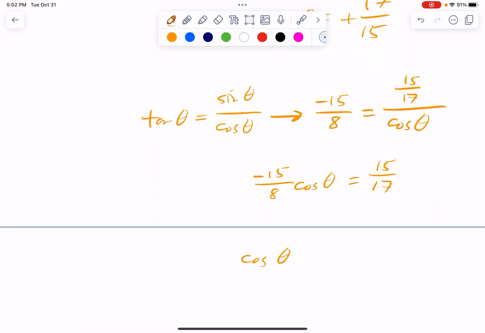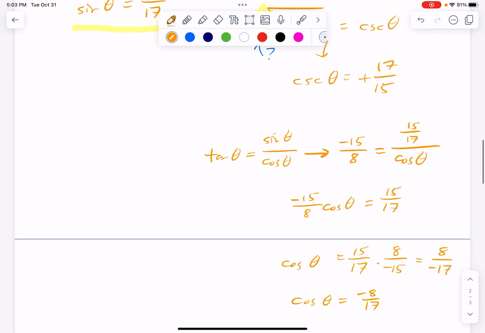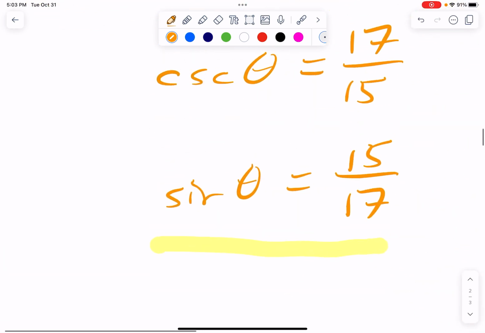Then I could divide each side by this fraction, remembering that dividing by a fraction is the same as multiplying by its reciprocal. And it is not a coincidence here that we have 15s that are going to cancel. So this will work out to 8 over negative 17. And typically, we pull the negative out or put it in the top. It's considered very awkward in the bottom. So cosine of theta is negative 8 over 17.